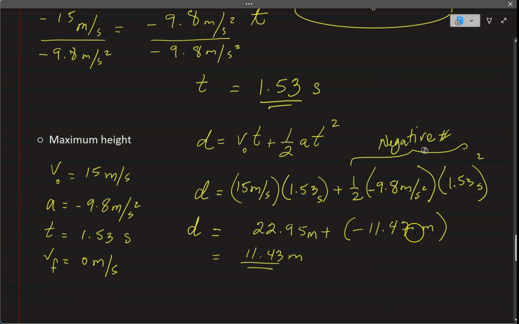When you do this, you just pay attention to what you're doing. You start with 1.53 squared, then you multiply it by negative 9.8, then you divide it by 2, and then of course you have to add the first part. When you do all the math, you'll end up getting 11.43 meters. All right, that's the maximum height.